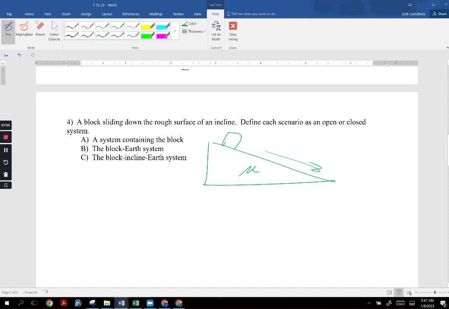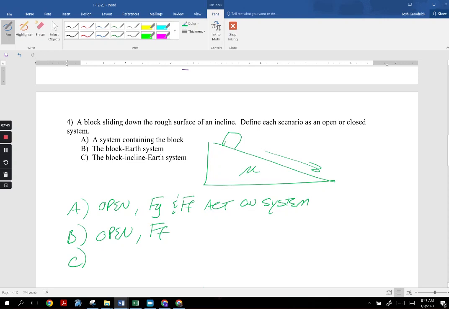If it's only the block, you should be able to answer this by now. You shouldn't need me to talk you through this. Basically, are there any external forces acting on the block? If there are, it's an open system, because both Fg and Ff act on the system. If you do the block-Earth system, are there any external forces acting on it? The answer is yes, there's still friction, so it's an open system.